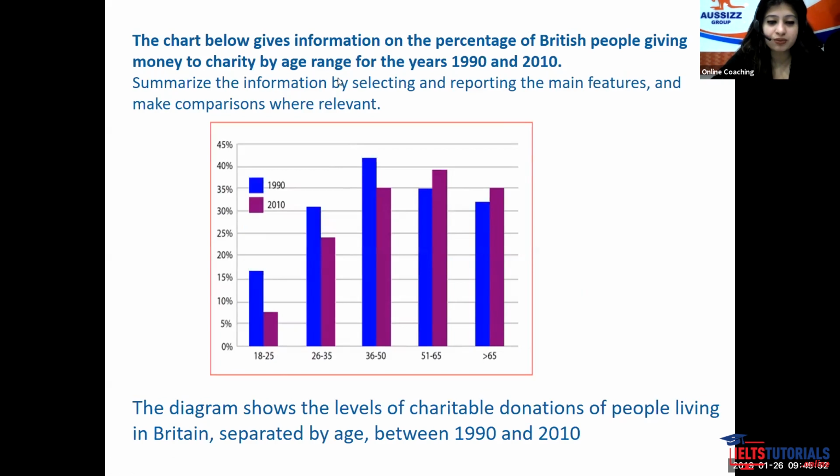Again, read the question. Basically, this chart is giving me information about people who are giving money to charity, and this information is given for 2 years, and there are different age groups which are very evident. So how do you write this? You write: the diagram shows the level of charitable donations of people living in Britain separated by age between 1990 and 2010. Your paraphrasing of the question not necessarily needs to be very long.